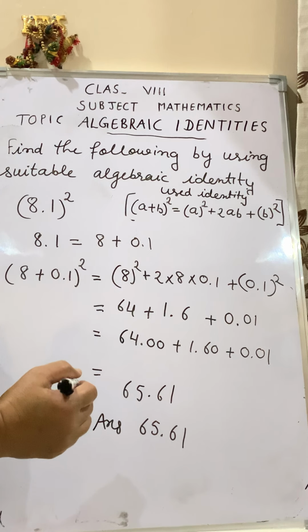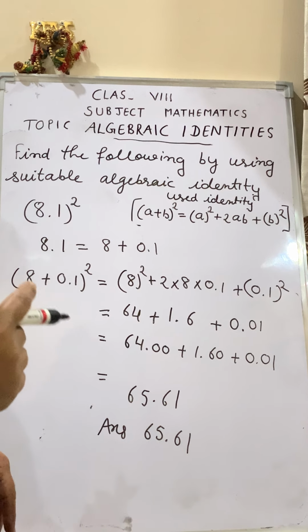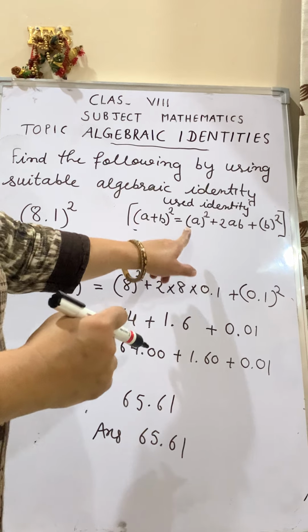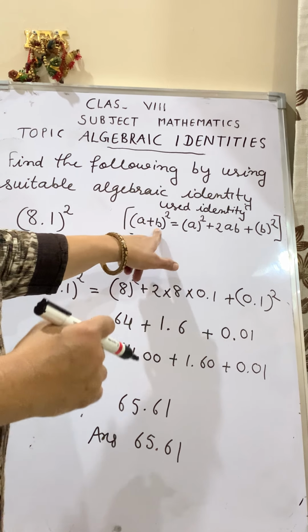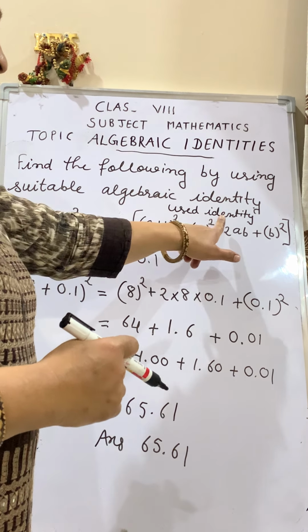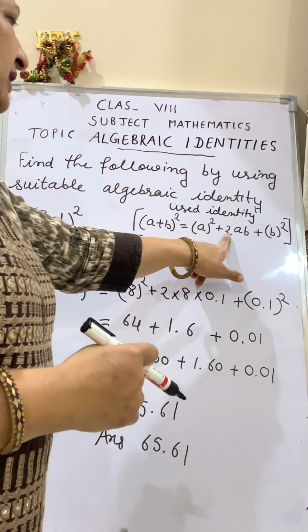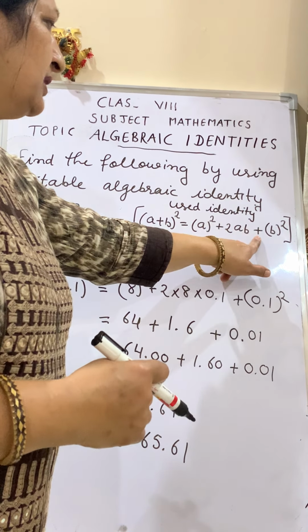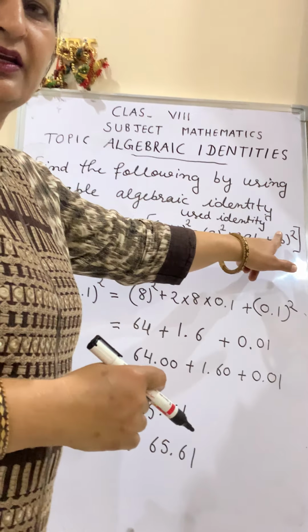I hope all these questions will be clear to you by using the first identity. (a + b) whole square is whole square of first plus twice of first and second plus whole square of second. Thank you.